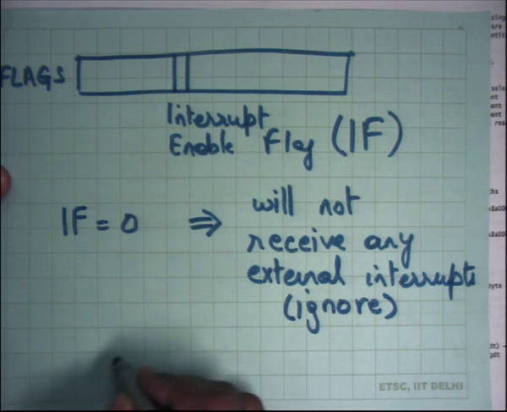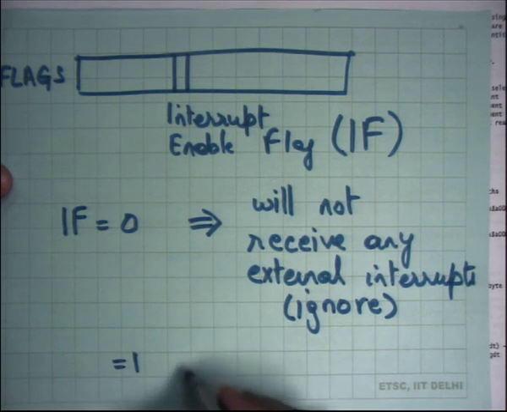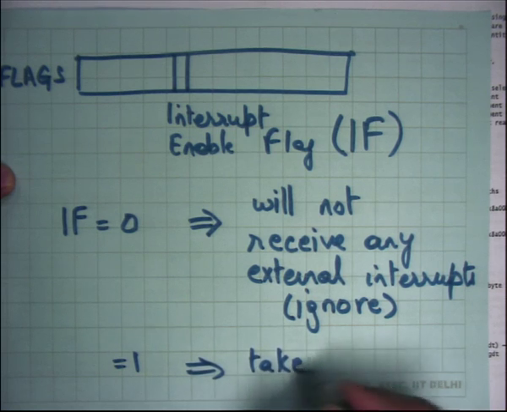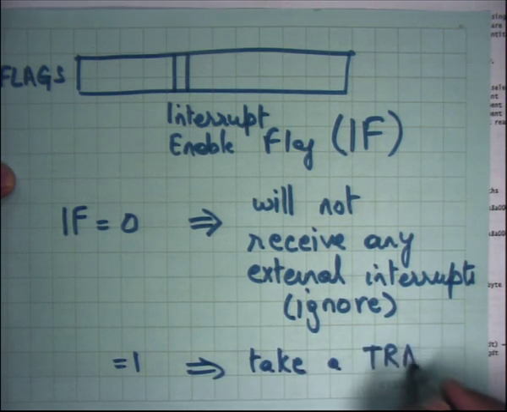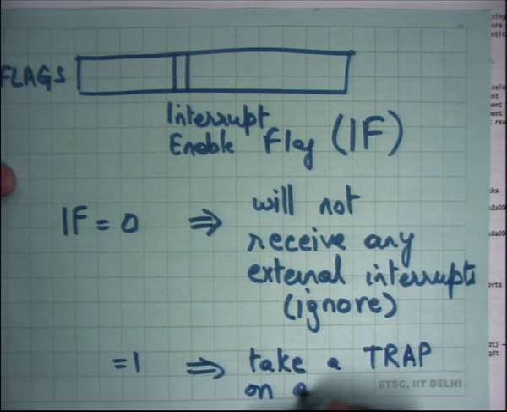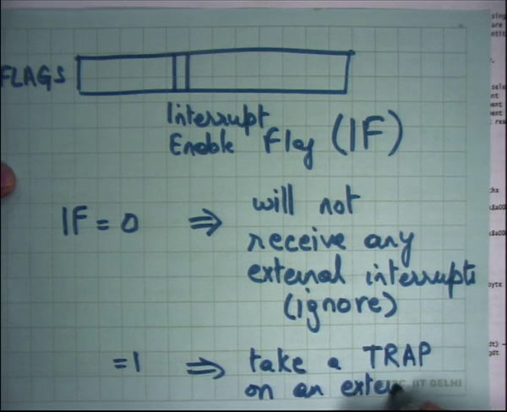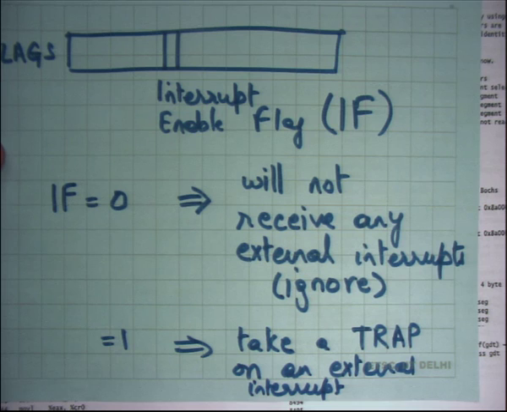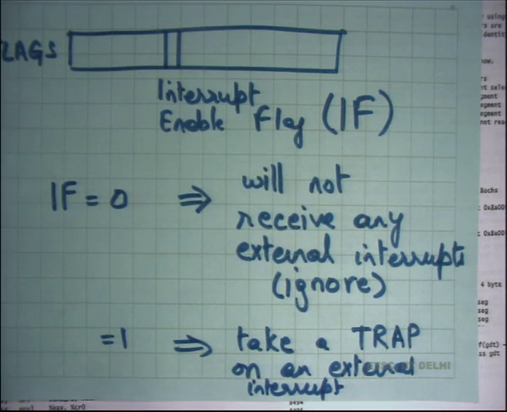Okay, and if it's 1, then it's the usual thing, you know, take a trap on an external interrupt. So if IF is equal to 0, you just ignore the external interrupt. If IF is equal to 1, then you will take a trap on the external interrupt, and recall that the trap goes through the interrupt descriptor table to call the handler.